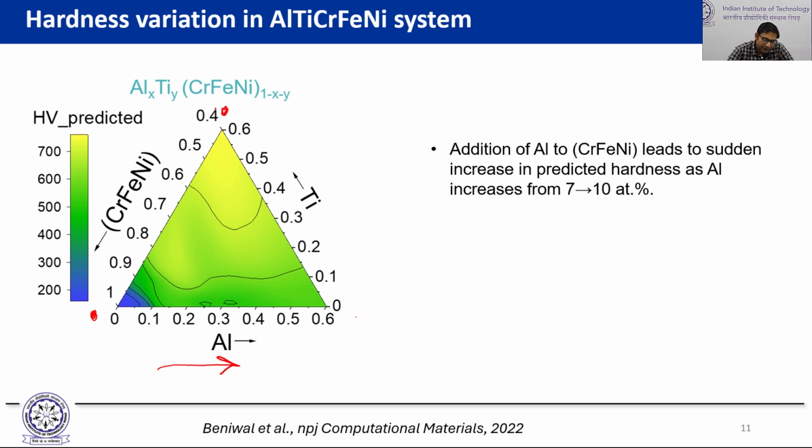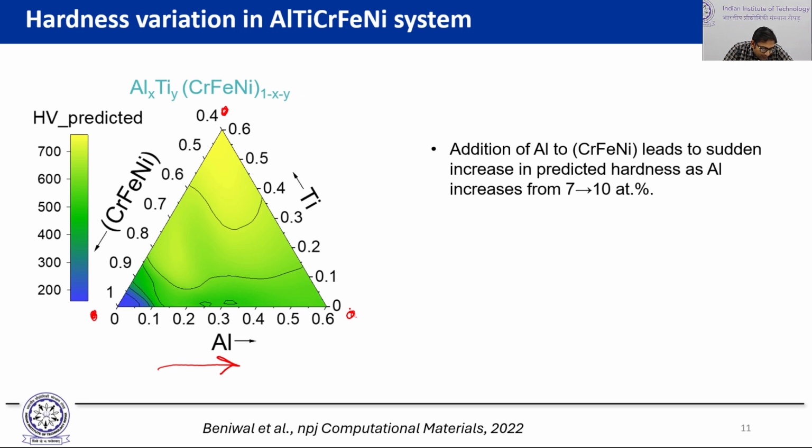The way in which this representation is done is basically dependent on the experimental values with which we are going to do the validation. Since the experimental values were measured by varying aluminum and titanium, the pseudo-ternary plot shown over here has aluminum as one of the vertices, titanium as one of the vertices, and then the chromium, iron, nickel, whose ratios were not varied in the experiments, as another of the vertices.